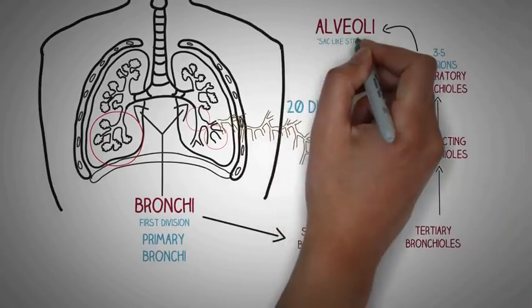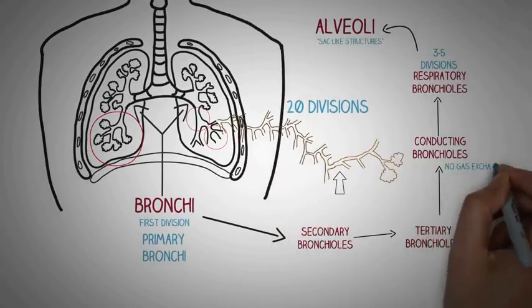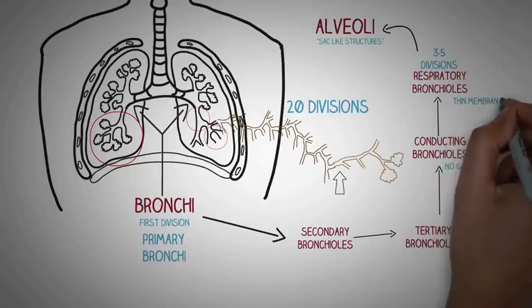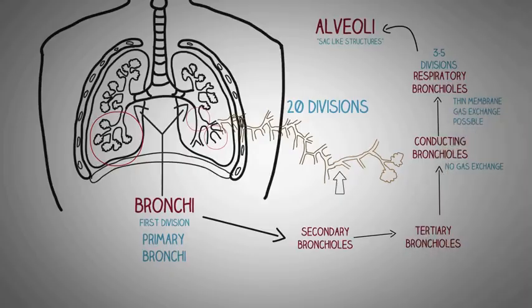The alveoli are sac-like structures in which the actual gas exchange happens. The conducting bronchioles are called conducting bronchioles because no gas exchange happens in them since they have large or thick walls. But respiratory bronchioles have very thin walls and some amount of gas exchange can happen in these respiratory bronchioles. But the majority of the gas exchange happens in the alveoli because of their close proximity to the blood vessels.